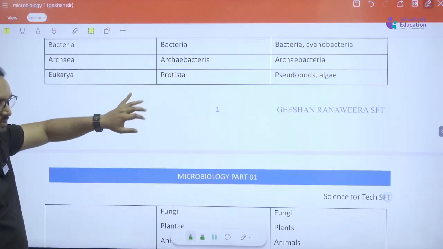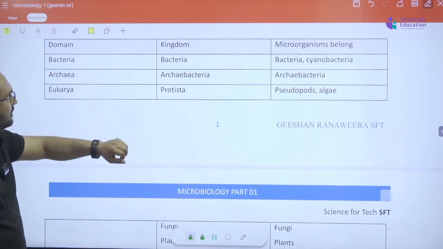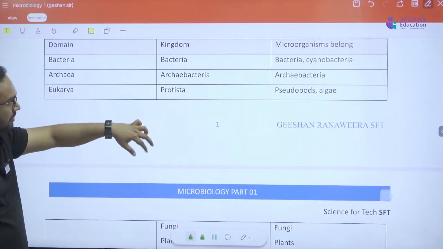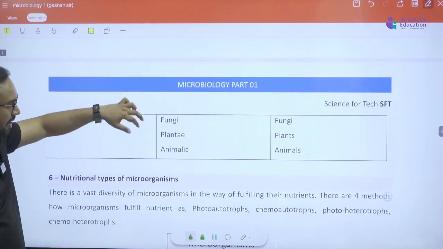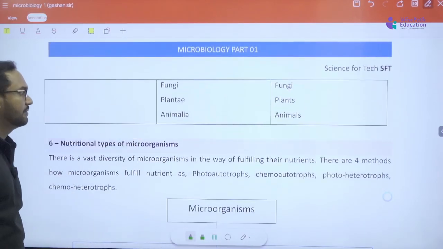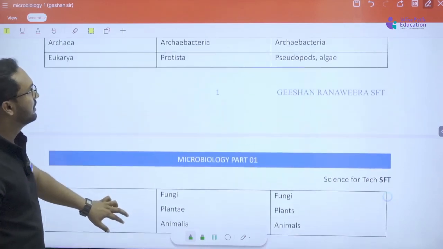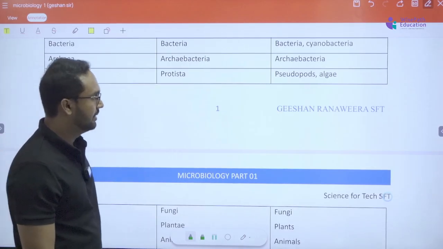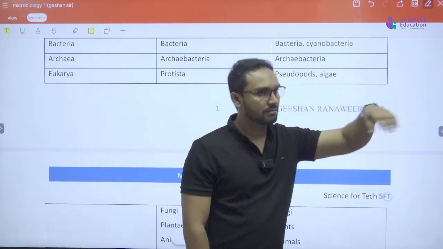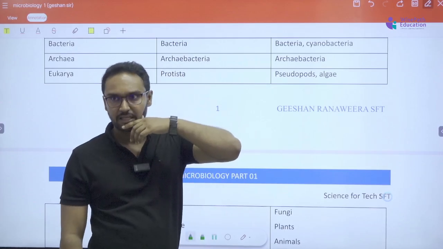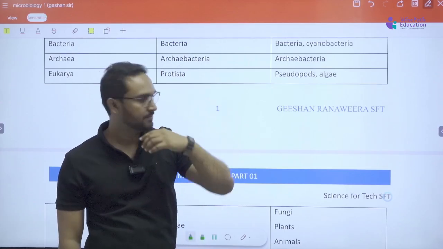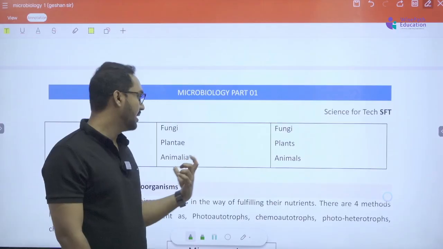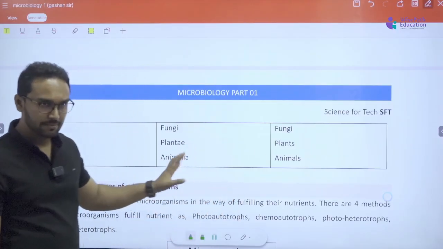So we'll only consider these 4. What are the kingdoms in the eukaryote? Protista, fungi, plantae and animalia. These are the 4 kingdoms. In the protista, pseudopods and algae are present, but usually algae are discussed separately, not under the protista. Fungi have the fungi, plantae have the plants, animalia has the animals.